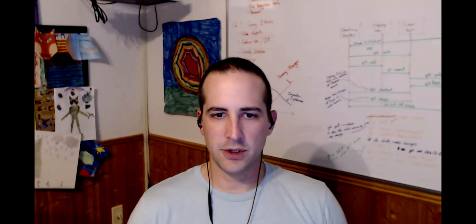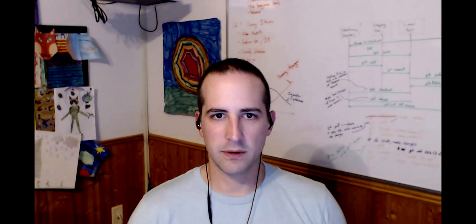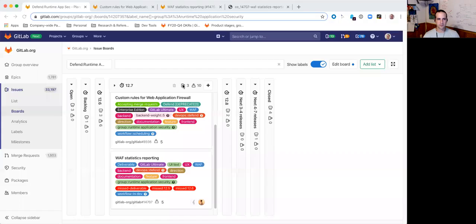So let's jump right in and see what we have scheduled for the 12.7 release. We'll take a quick peek at the Runtime AppSec board. For the 12.7 release, we've got two main items that we're going to be targeting. I'm going to start with the second one first, the WAF statistics reporting. This is a very large item that's carried over from the last two releases. We just missed it on the 12.6 release, so we're going to tie it off in 12.7.